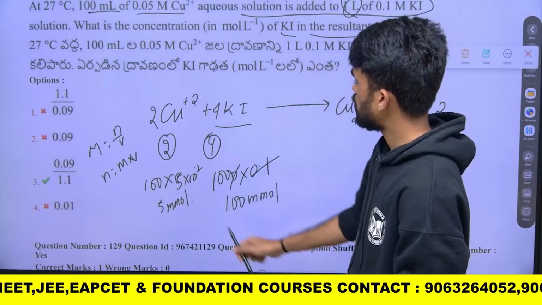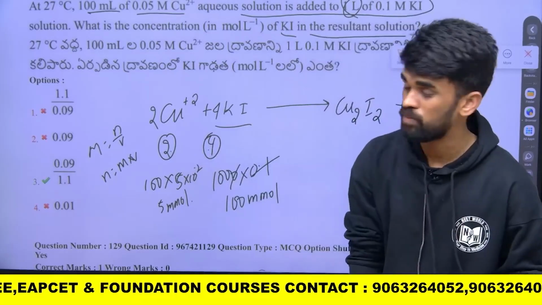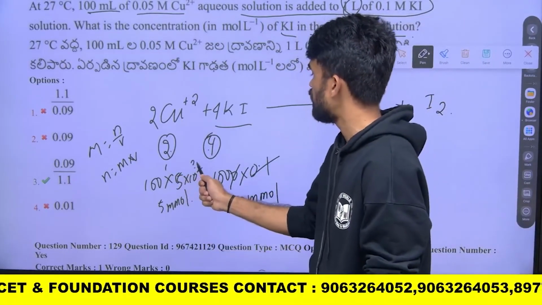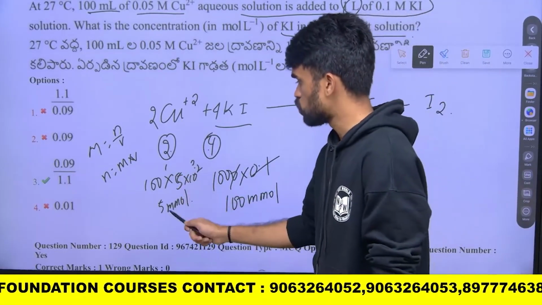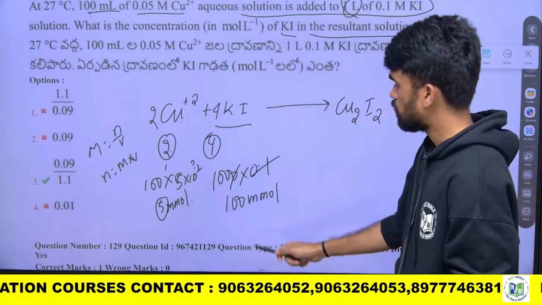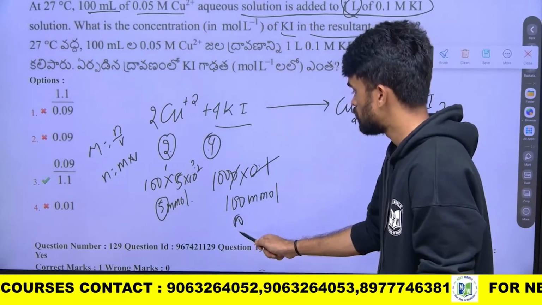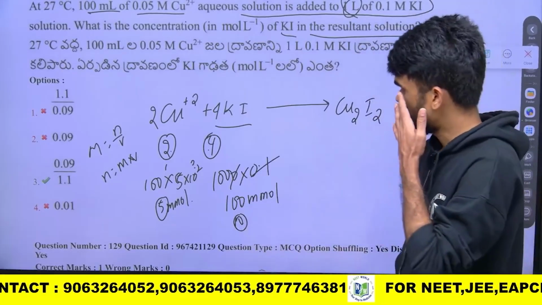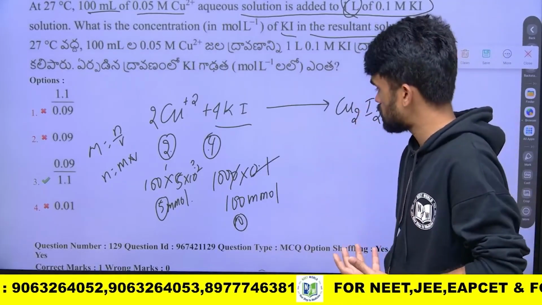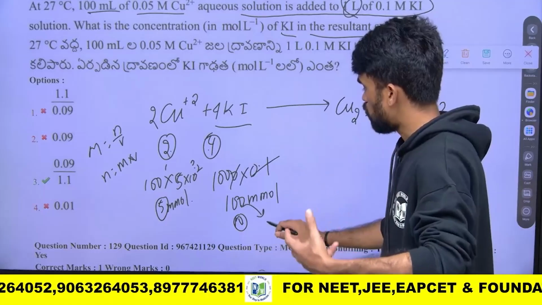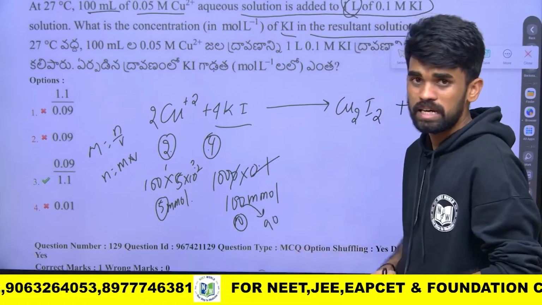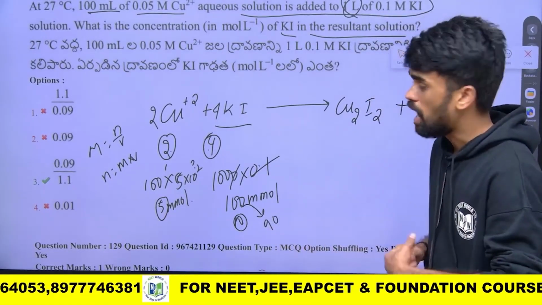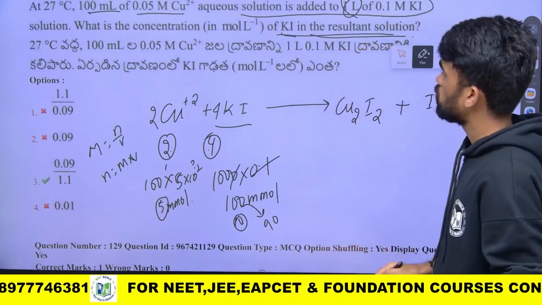Okay, so for every 2 moles we required 4 moles of KI. For every 1 mole we required 2 moles. It means 1:2 ratio. For every 5 moles we required 10 moles of this substance. Out of 100, only 10 moles is reacting. Okay, 10 millimoles is reacting. So again, how many is unreacted? Remains unreacted. So 90 millimoles are unreacted. So that is what we need to calculate here.